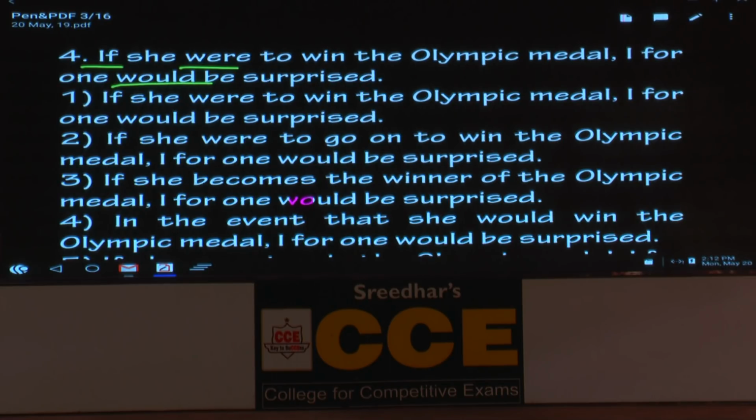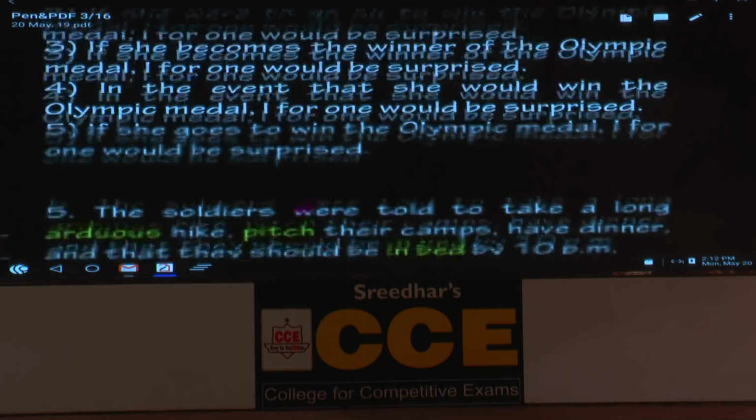If she were to win the Olympic medal, I for one would be surprised. To simplify, if she were to win the medal, I would be surprised. Remove the unwanted words and ask yourself, if she were to be the CM, I would do something. If I were to be the CM, I would do something. If she were to win the medal, I would be surprised. So pattern seems perfect. Then the answer is no correction required. The given sentence is right.